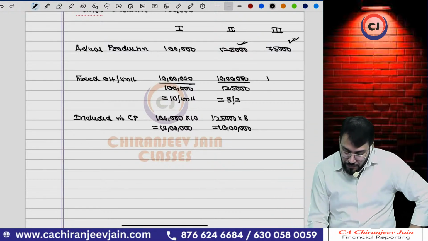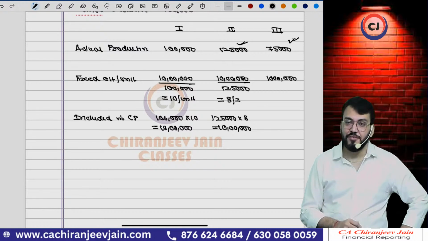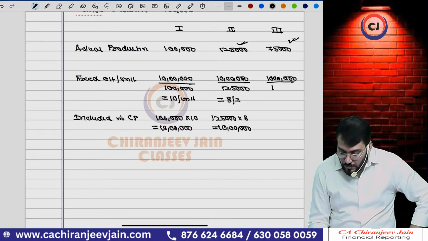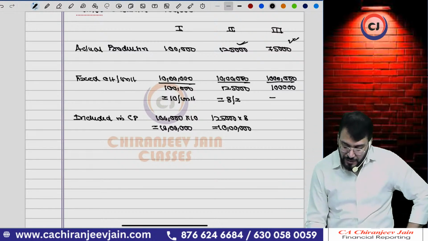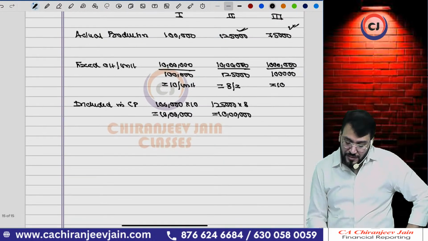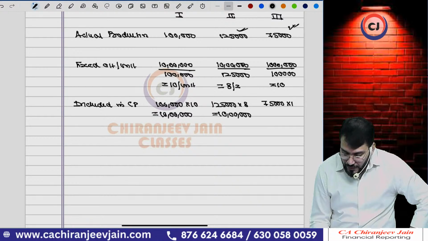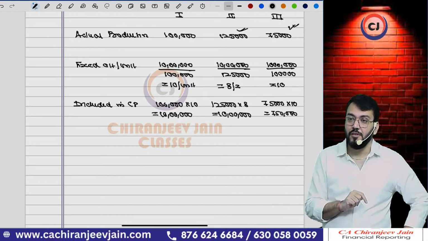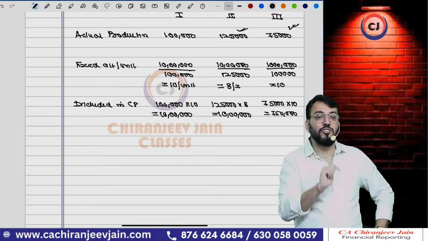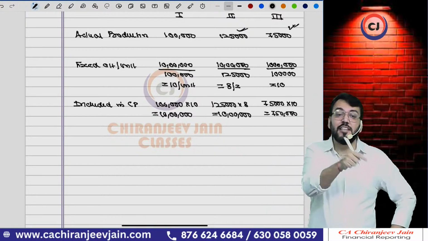Correct now. In this case, if you do it by actual production, it will not be correct. Therefore they said normal or actual, whichever is higher. It is coming 10. You can see how much is included in the cost price: 75,000 into 10 means 7,50,000. It means 2,50,000 is your abnormal loss due to inefficiency. You are not able to produce 25 thousand units. So that will be charged to profit and loss account as an expense.